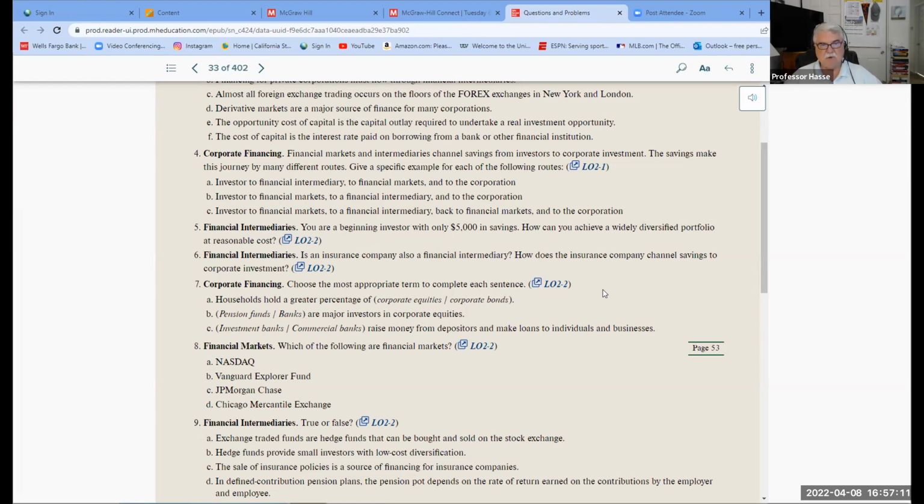Number 7, corporate financing. Choose the most appropriate term to complete each sentence. Households hold a greater percentage of corporate equities, stock, or corporate bonds. Most of the stocks in America and around the world are owned by households, you and I, 401ks, IRAs, insurance funds, pension funds. Corporate equities hold a greater percentage of household investments, corporate equities.